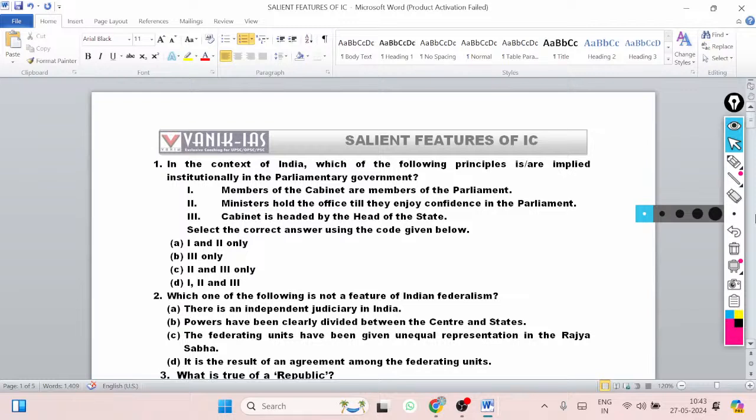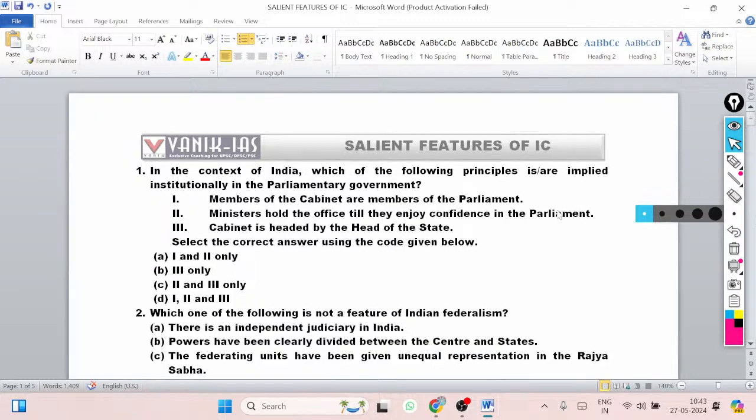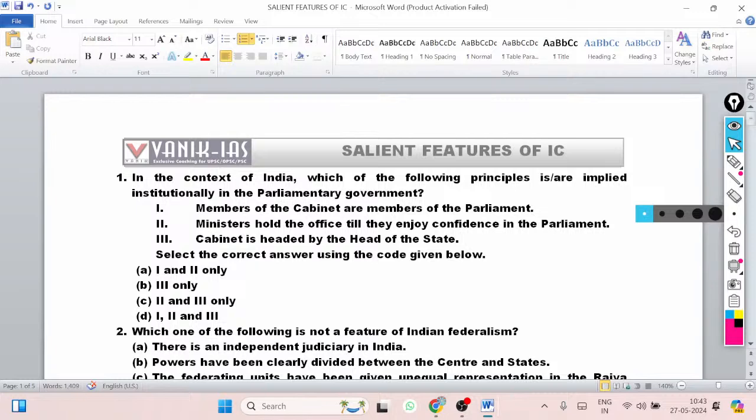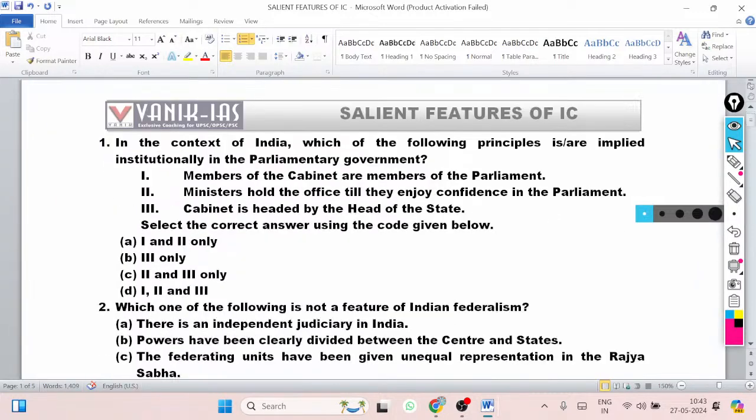Okay, so I have chosen some selective questions for this chapter. Kindly read the chapter well because it is a very important chapter. So we start the questions. Look at the questions. Number one, in the context of India, which of the following principles are implied institutionally in parliamentary government?